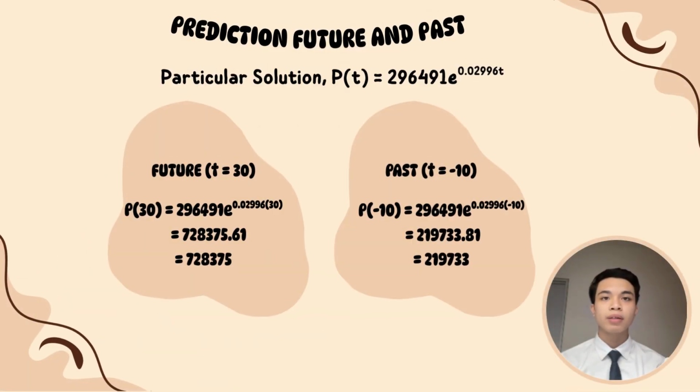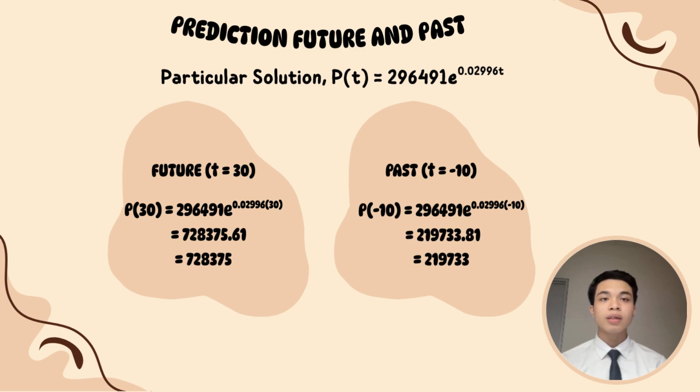Prediction of future and past. We already have the particular solution, which is P(t) equals 296,491 e to the power of 0.02996 times t. For the future, we take t as 30, then substitute back into the particular solution. We will get 728,375. For the past, we take t as negative 10, then substitute back into the particular solution. We will get 297,738.